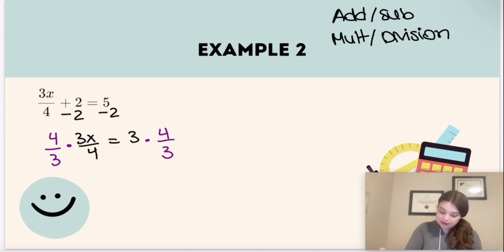And if I do that, then these 4's cancel and these 3's cancel, and we just have x on the left. Then on the right, these 3's actually happen to cancel as well, so we end up with 4. So therefore, the answer for this is that x is equal to 4.